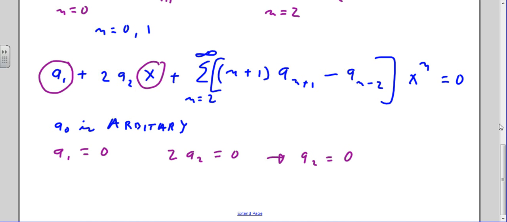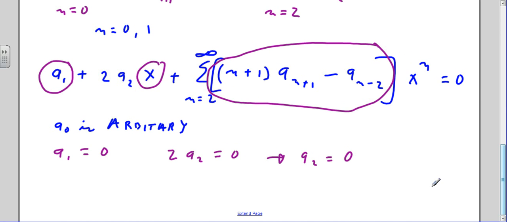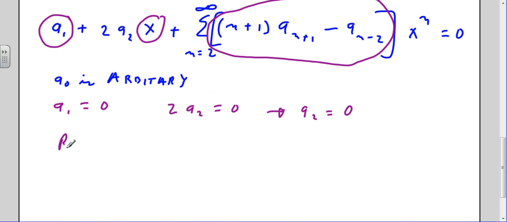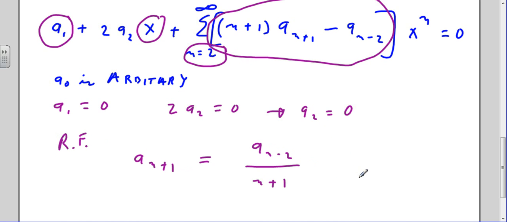Then I've got a recurrence formula sitting there, which has to equal 0. And my recurrence formula is a n plus 1 is equal to a n minus 2 divided by n plus 1. And then I go on to say the summation starts at n is equal to 2. So this is true for all n greater than or equal to 2. I can't put an n of 0 or an n of 1 into the recurrence formula. That wouldn't make any sense. So I can't do that.